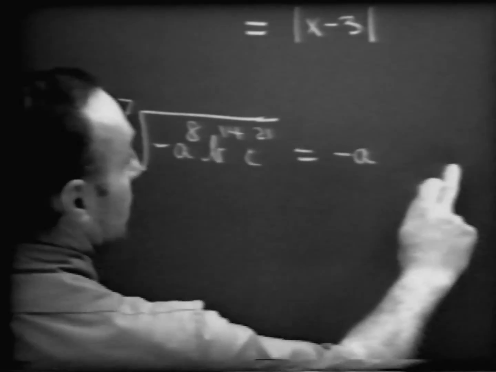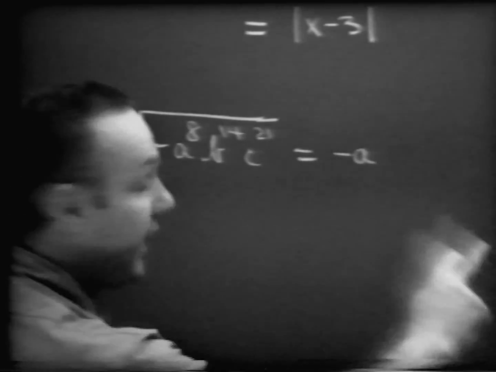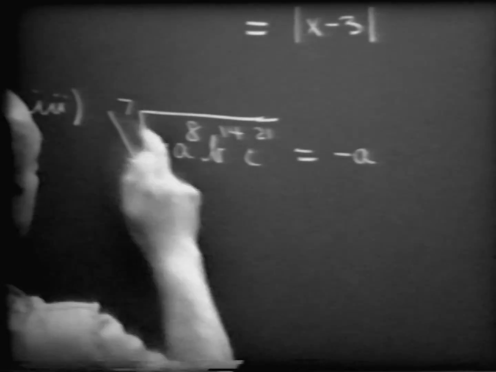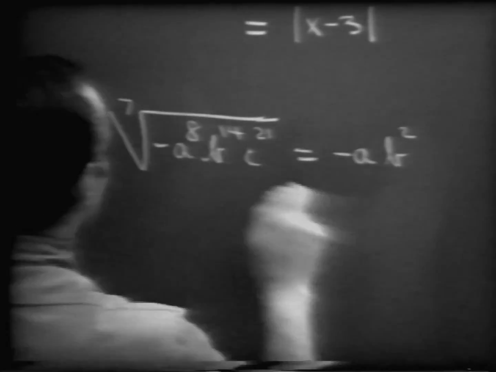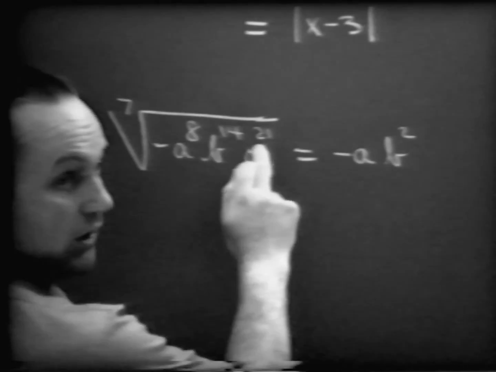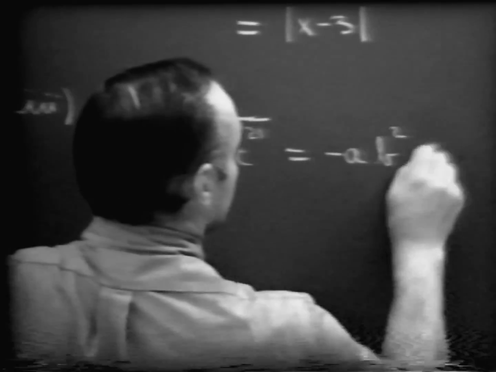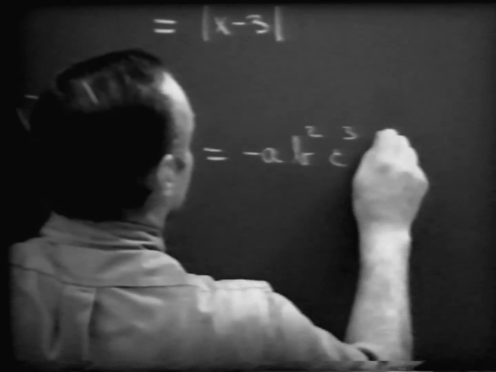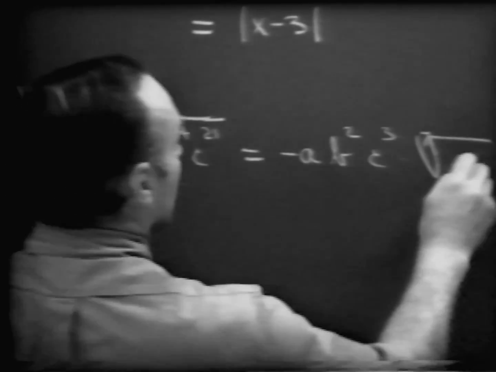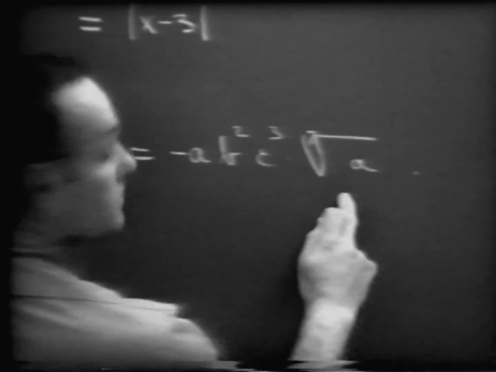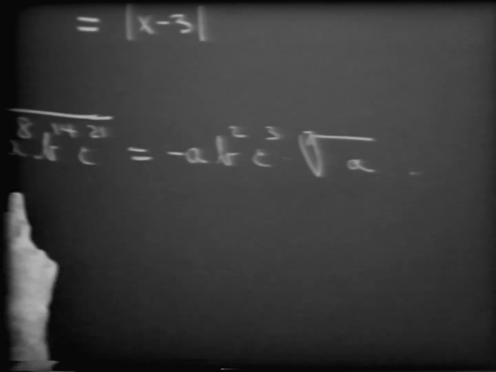Now we still have left under the radical what? A, all right? And what then is the 7th root of b to the 14th is b squared, and the 7th root of c to the 21st power is c cubed times, and we still have left what? The 7th root of what? Of a. And that then is the most simple name for this expression right here.